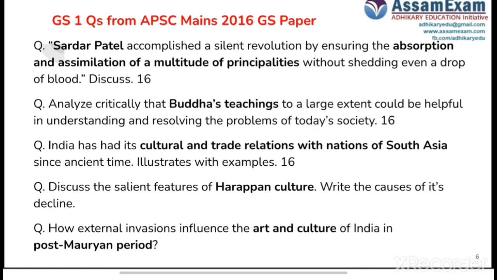How external invasion influenced the art and culture of India in post-Mauryan period. So it is about so many external people and political powers that came to India, and how they have affected the art and culture of India.